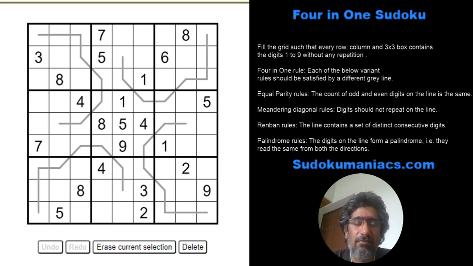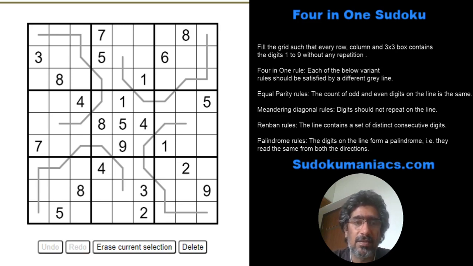One of the lines will have digit equal parity rules. That is, we see that the line extends for 8 cells, which means exactly there will be 4 odd and 4 even digits on the line, and the digits can repeat. So I can have 2 digits 6 on the line as long as overall I have 4 odds and 4 even digits. The second line would be the meandering diagonal line, which means there will be 8 distinct digits on the line, and so out of 1 to 9 one digit will be missing.